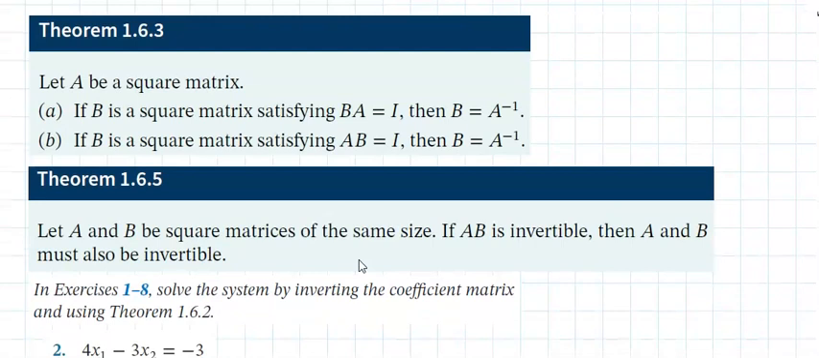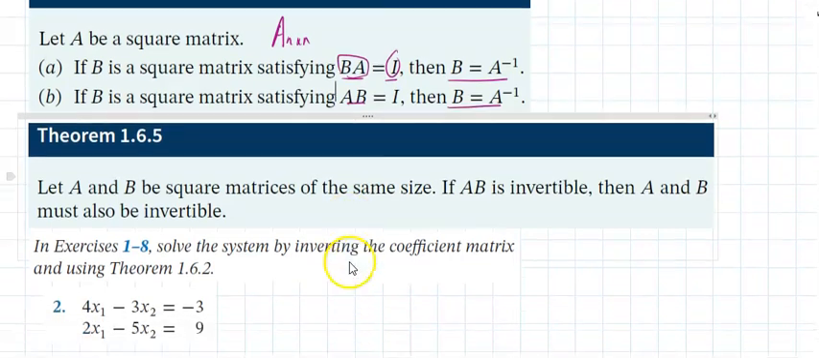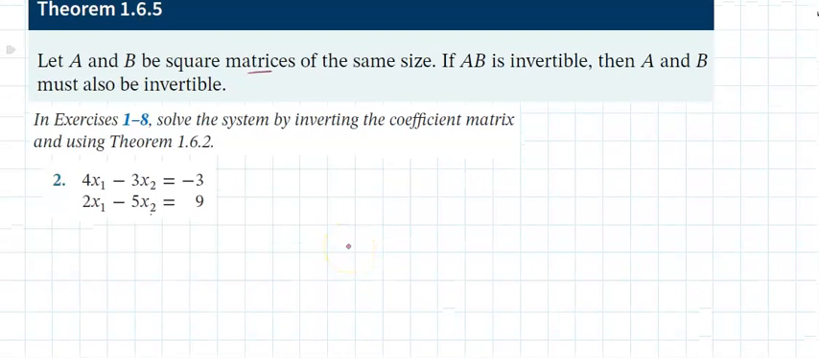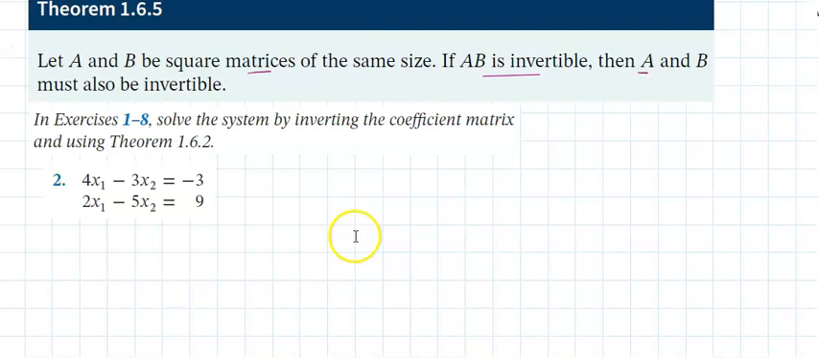Now, theorem 1.6.3 says, let A be a square matrix. That means the number of rows equals the number of columns. If B is a square matrix satisfying BA = I, then B and A are inverses. If B is a square matrix satisfying AB = I, then B is also the inverse of A. The only way you can get an I by multiplying two matrices is if they are inverses of each other. Now, one more to go. Let A and B be square matrices. Again, number of rows equals number of columns. If AB is invertible, then A is invertible and B must also be invertible.